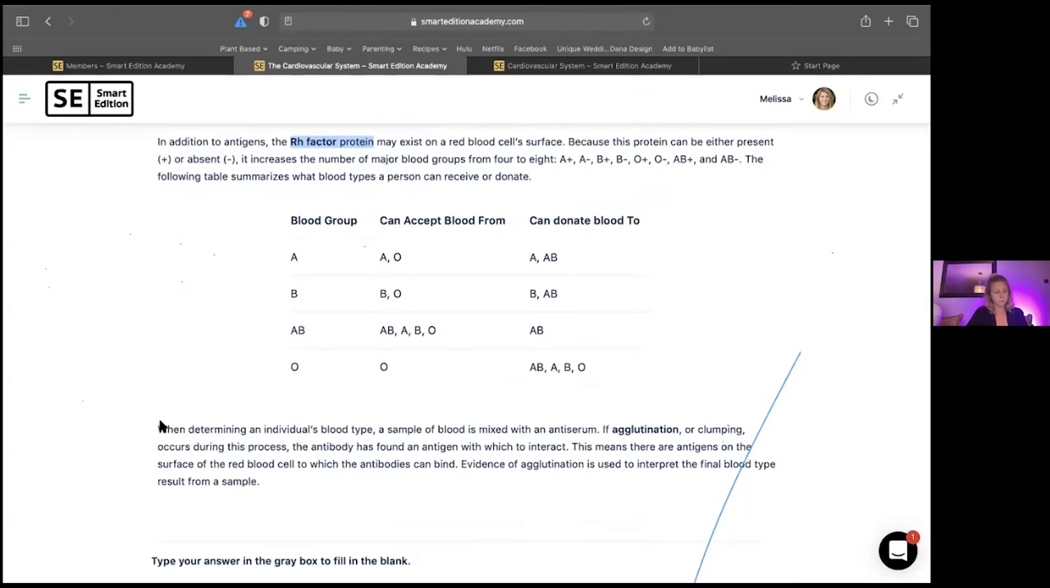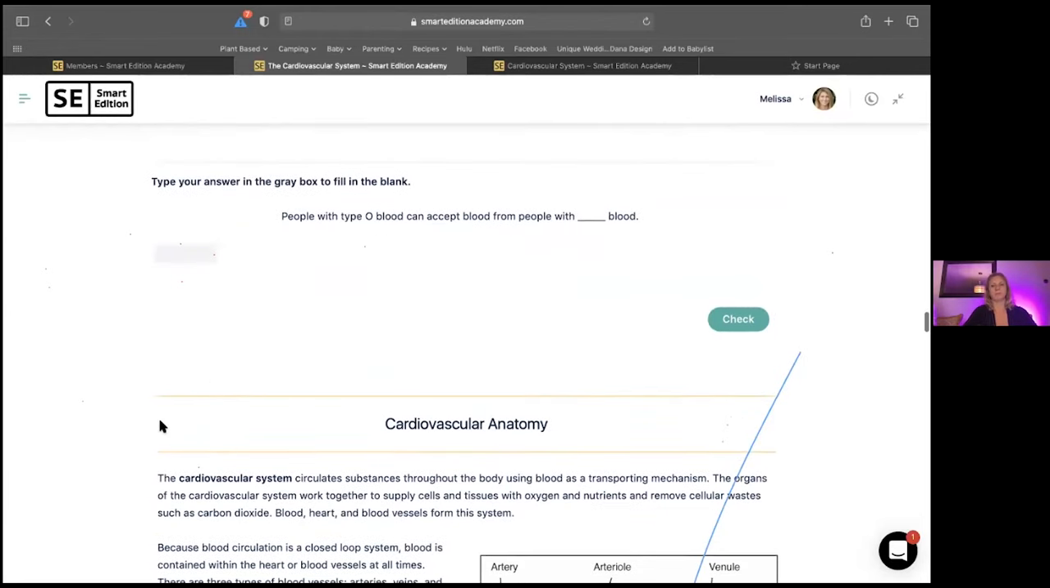Excuse me. Okay. And like I said, learn what's here, because you cannot determine someone's blood type by looking at blood. It has to be sent to a lab, and the tests need to be run. It's the only way you're going to find out what blood type you or someone else has. Okay. Should we do this?